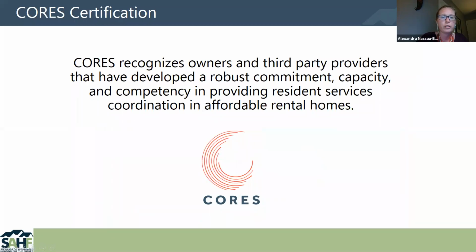So as I mentioned, the framework is very much foundational to the creation of the CORES certification. CORES launched in 2018 as a certification that recognizes owners and third-party providers at a sponsor or an organizational level that have developed a robust commitment, capacity, and competency in providing resident services coordination in affordable rental homes. Data collection and the use of data to inform and help drive strategic decision-making is a significant part of the capacity that CORES looks for and recognizes in organizations.